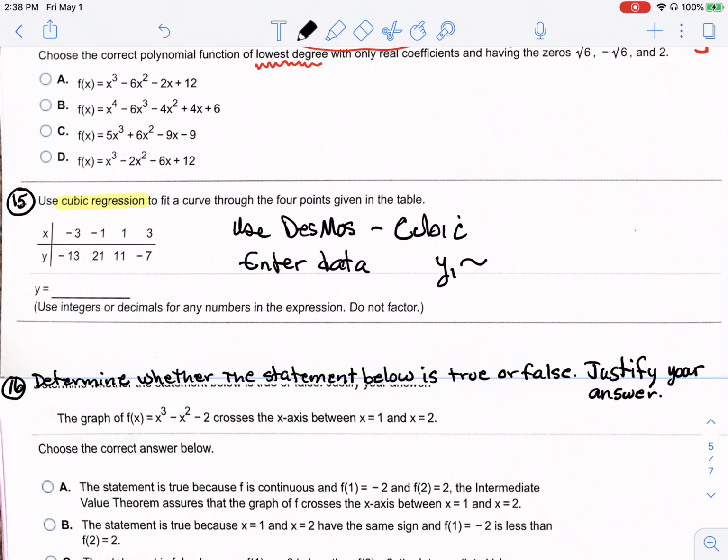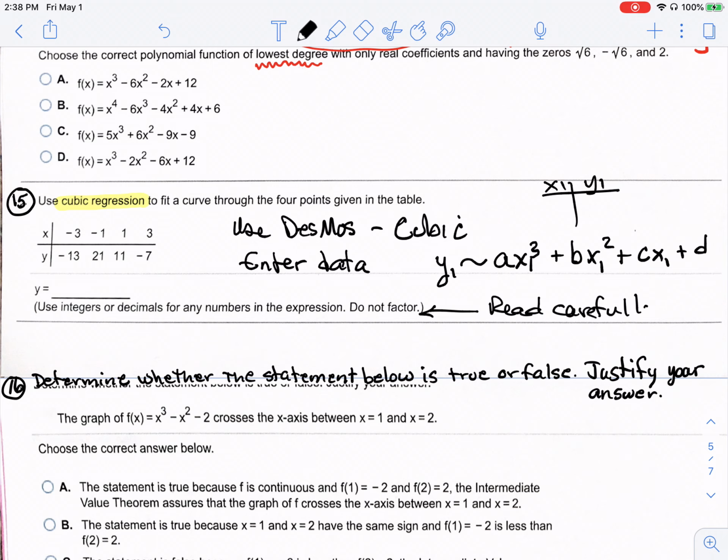And then when we put the formula in, it's going to be y1, and then we're going to do the tilde. That's how Desmos knows to do a regression equation. And if we have a cubic function, we're going to have ax1 cubed plus bx1 squared plus cx1 plus d. Now those have to be with the y and with the x so that they match what's in your table. In your table at Desmos, you're going to have an x1 and a y1 in there. And then the computer should do the rest for you. Read the directions carefully here, and make sure you put it in the form they want. It says integers or decimals on this one.